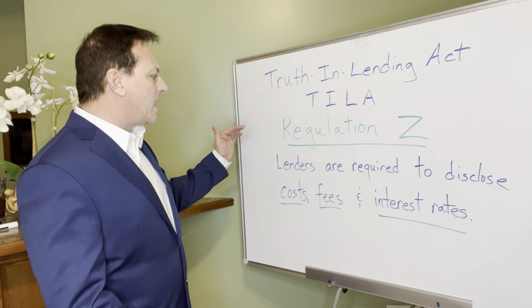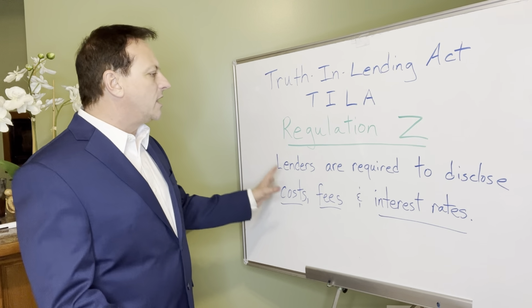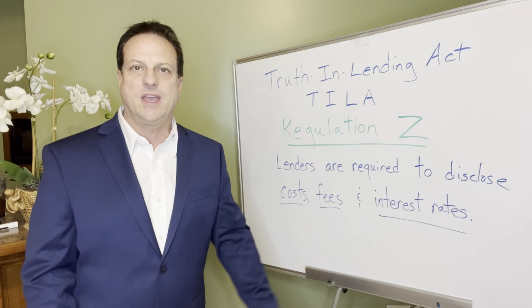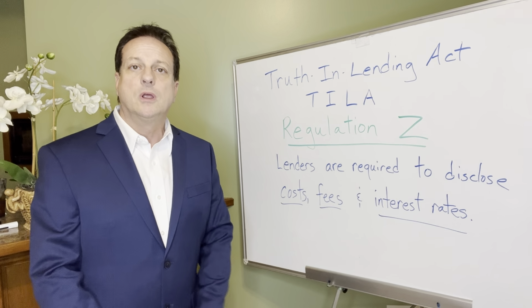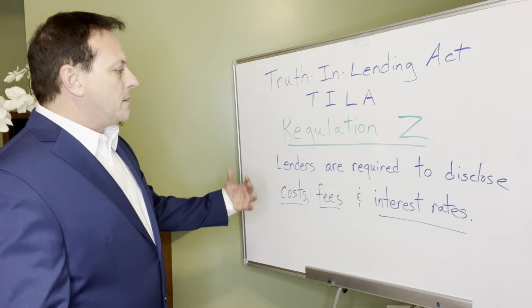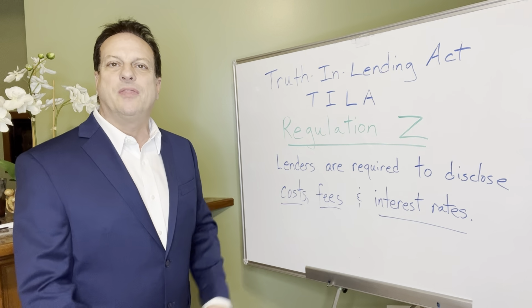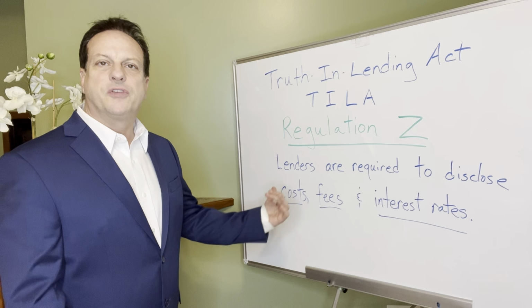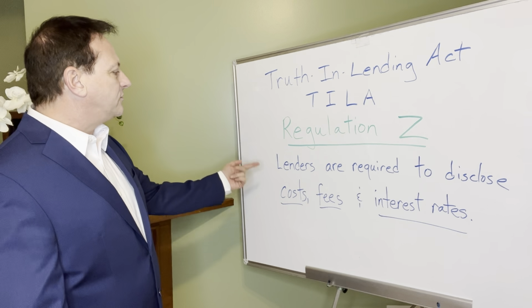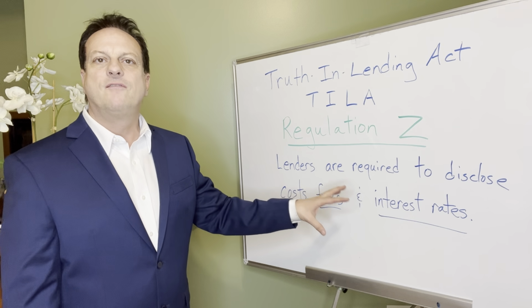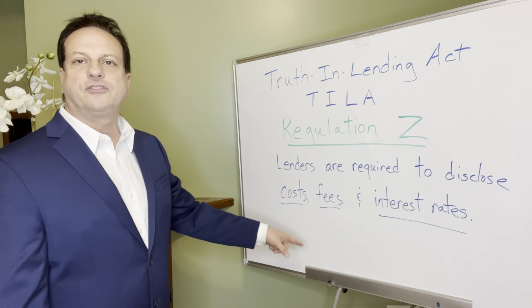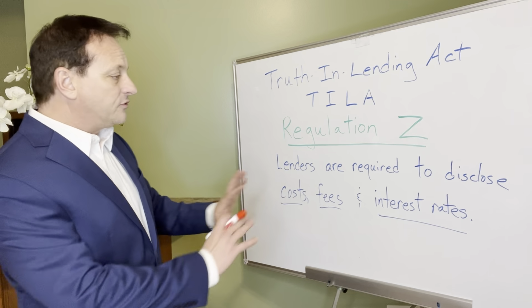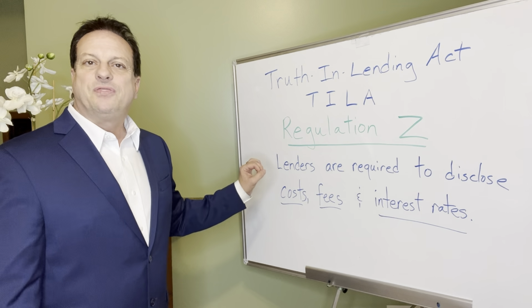And the purpose, what it does, it makes sure that lenders are required to disclose their costs, their fees, and the interest rates to the buyer, to the borrower, to the consumer. And there's a lot more to it than that, but you've got to just memorize that right there. So when you see TILA, Truth in Lending, Regulation Z, that's what it is. It's the requirement of lenders to disclose the costs, the fees, the interest rate, everything regarding taking out a loan. And they have to do it before closing. And there's deadlines and timing involved in these things. But that's what it is.